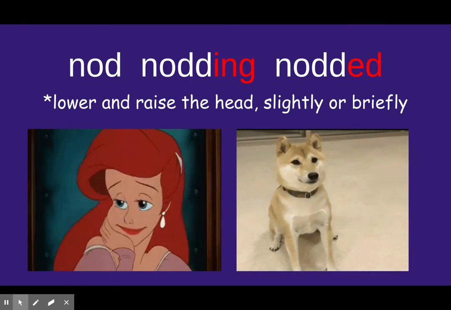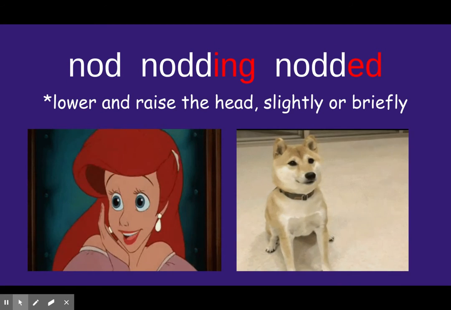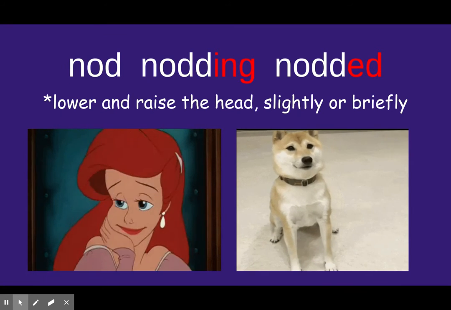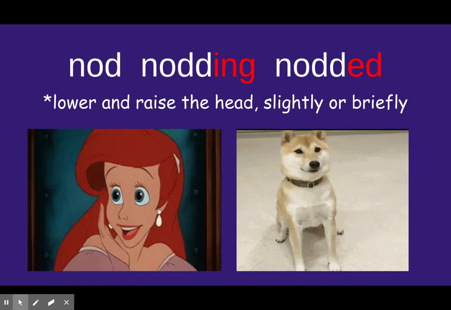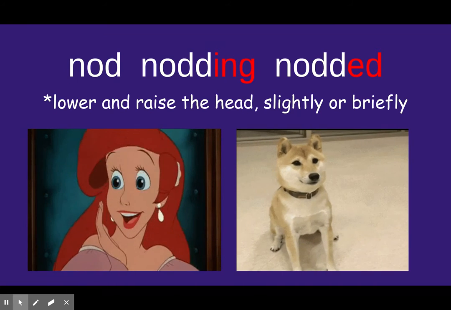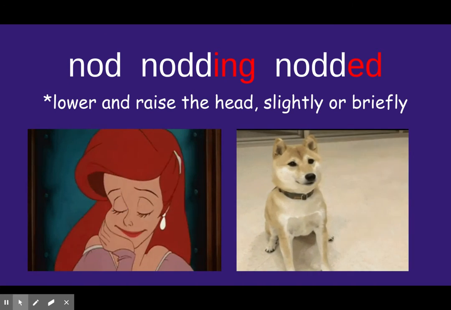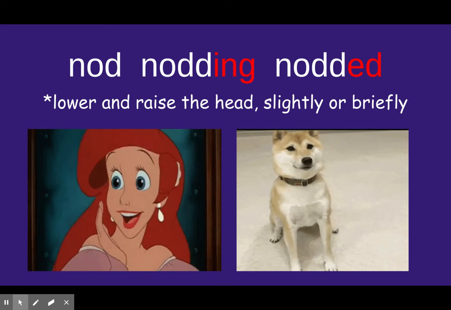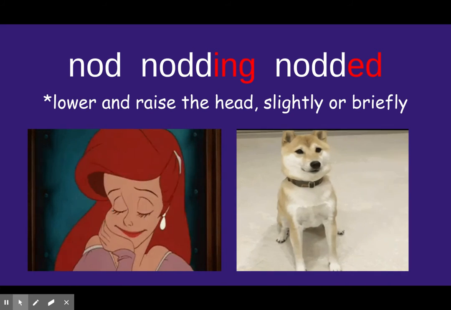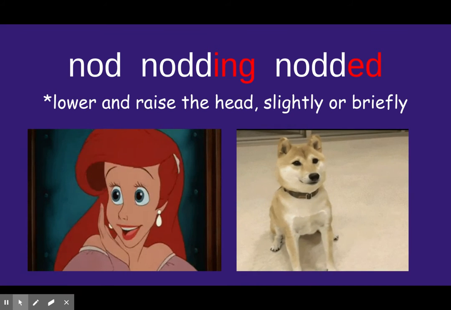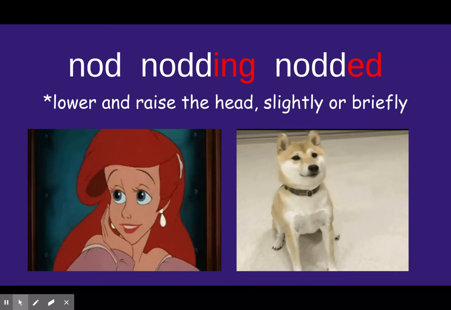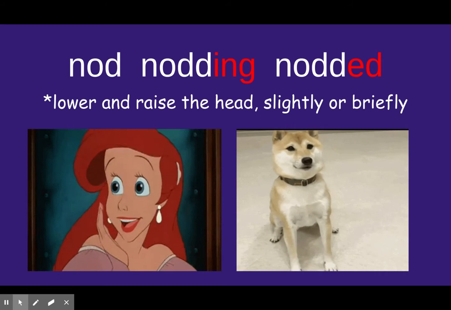And here's another word. Our base word is nod. So we have nodding and nodded. And if you notice, nod has a short vowel. So what you do is you double the D and add the ing. Not a long vowel, a short vowel. So if you have consonant, vowel, consonant, N-O-D, you double the D and add the ing. You double the D and add the ed.